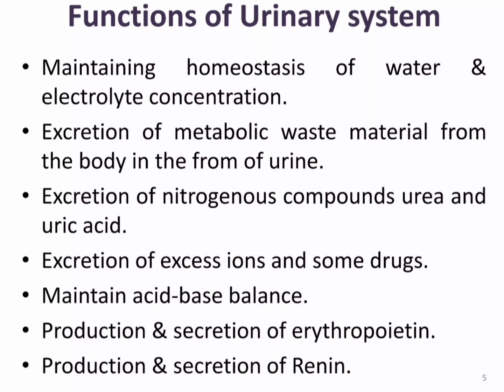Excretion of nitrogenous compounds like urea and uric acid. These are the nitrogenous compounds. They are expelled, like urea and uric acid. Excretion of excess ions and some drugs. In the acid and base balance, production and secretion of erythropoietin, it produces and secretes erythropoietin. Production and secretion of renin and erythropoietin, and maintaining the acid base balance. And excess ions and some drugs and nitrogenous compounds urea and uric acid are excreted, metabolic waste, and it maintains the homeostasis of water and electrolyte concentration.